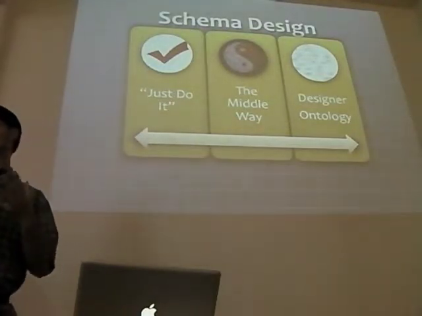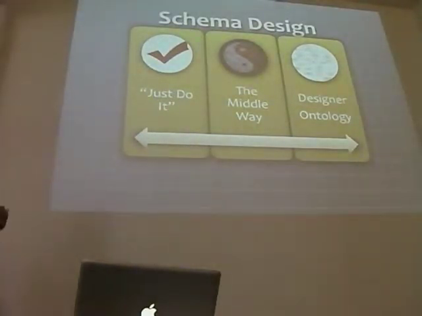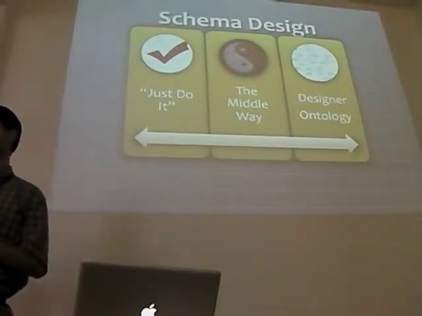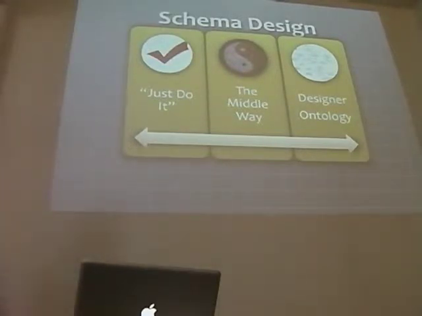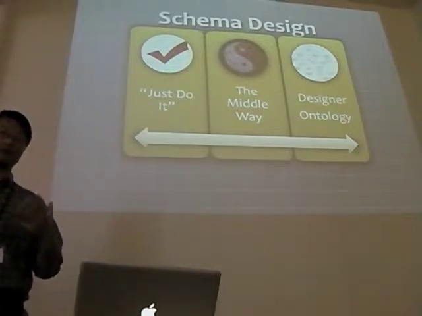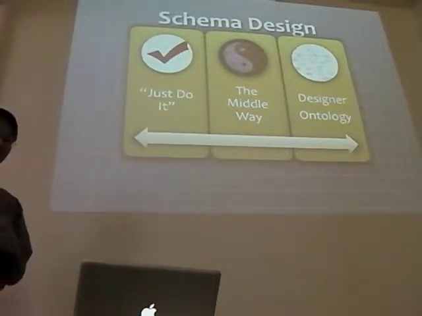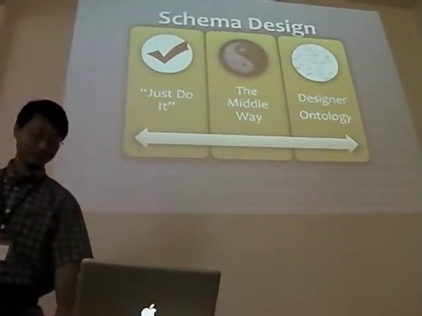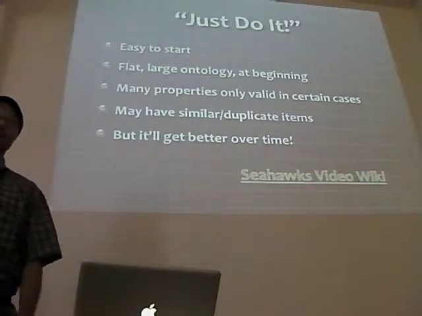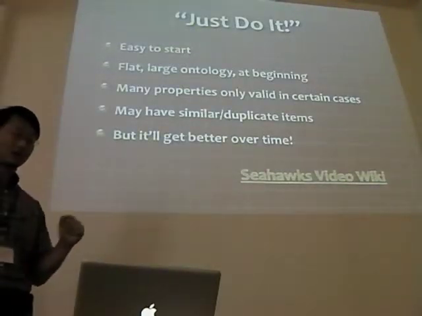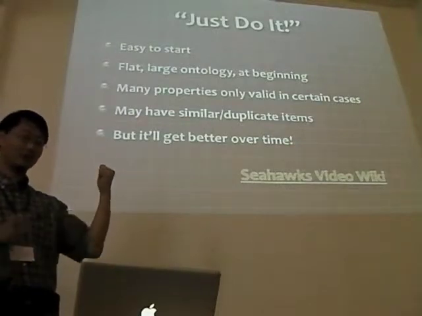The next thing to customize is the schema and the data. There are many different ways or approaches to do that, ranging from the very simple, just do it, to the end of designer ontology. People meticulously design ontology using professional tools like Protege or something else. There's some things in the middle. We had an example of this first one, just do it. Remember the Seahawks, the MediaWiki.